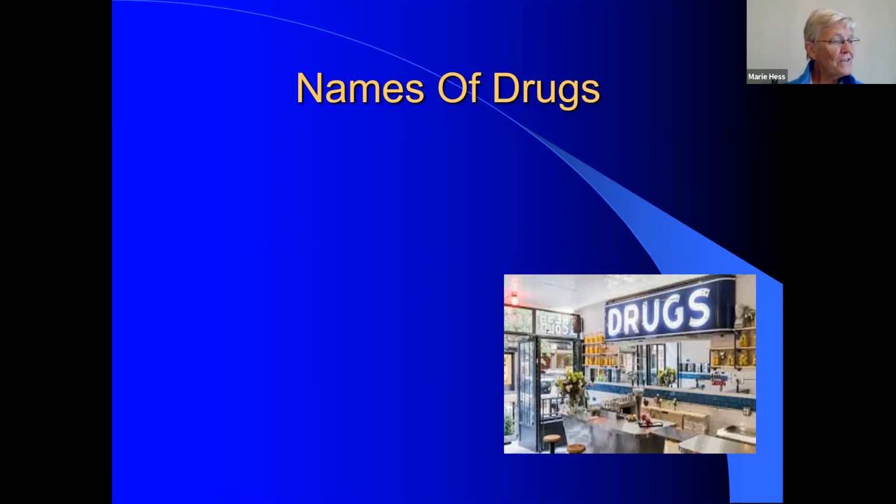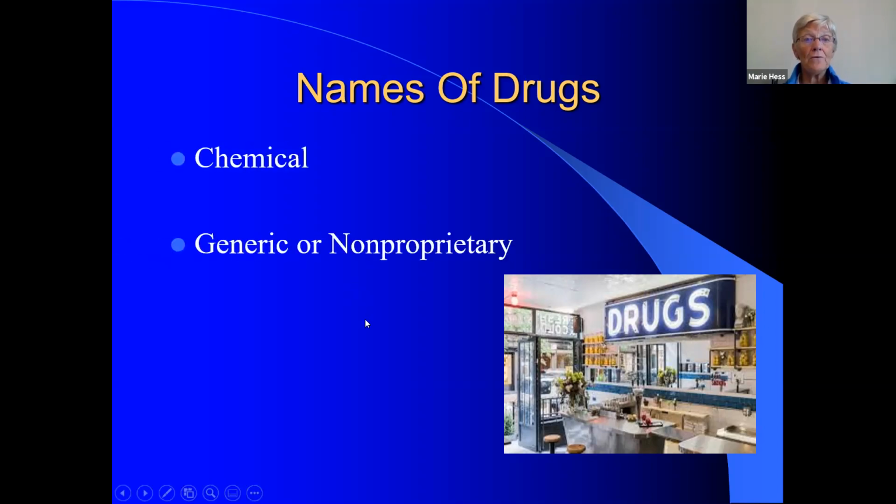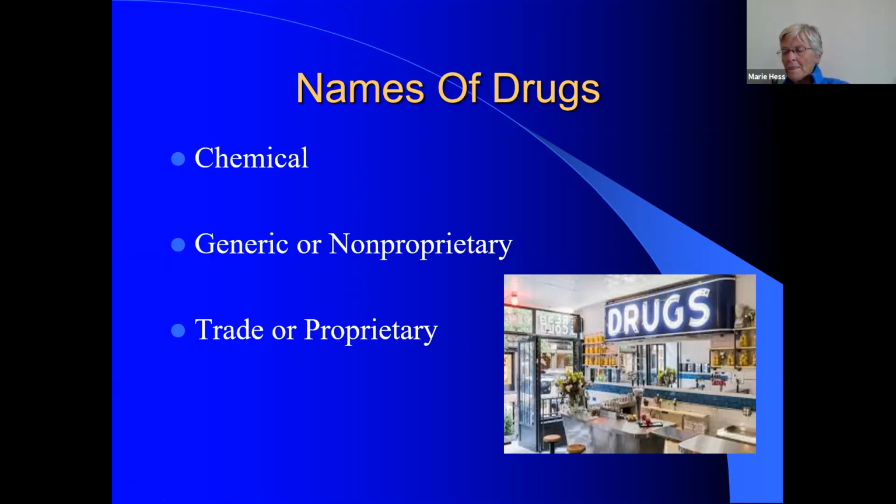So the next thing I want to look at is names of drugs. I put these out there on your packet, and narrated, but we can talk a little bit about them. Names of drugs come in three types: chemical, generic or non-proprietary, or trade or proprietary. The chemical name is the actual drug composition. If you go to your packet, you will see a table 4.2 that talks about the three names of drugs, and it has a drug picture on it.